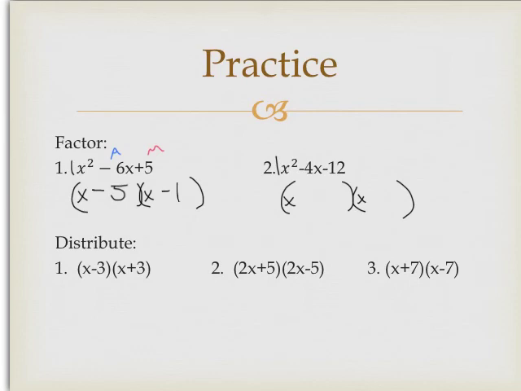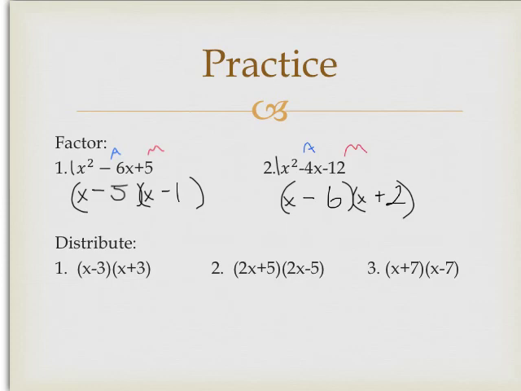For our second one here, I need two numbers that multiply to negative 12 but add to negative 4. Our result there is going to be minus 6 and then a plus 2. Okay, so the order doesn't matter. It could be x plus 2, x minus 6. However, the signs absolutely do matter. So you cannot have x plus 6, x minus 2. If you had that, that is incorrect. Your middle term would end up being a positive 4x.